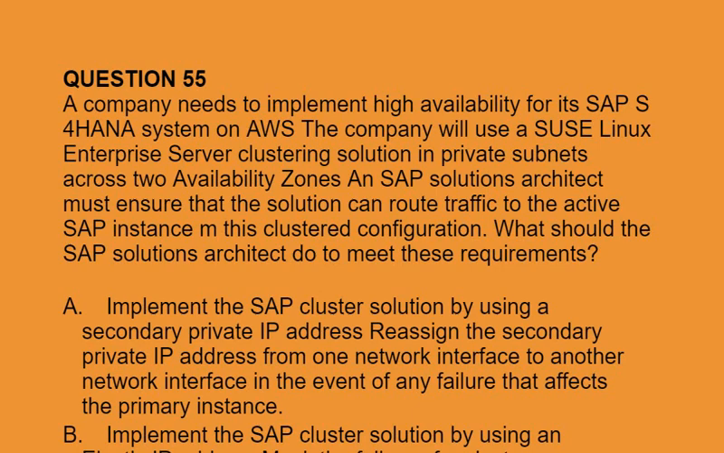Question is a company needs to implement high availability for its SAP S/4HANA system on AWS. The company will use a SUSE Linux Enterprise Server clustering solution in private subnets across two availability zones. An SAP solutions architect must ensure that the solution can route traffic to the active SAP instance in this clustered configuration. What should the SAP solutions architect do to meet these requirements?